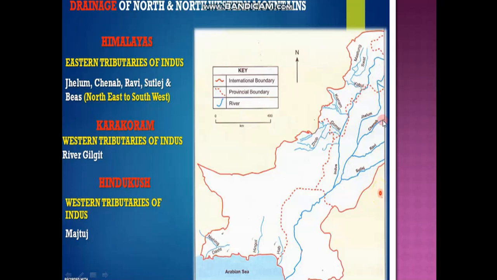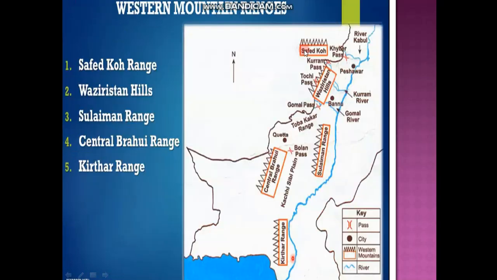So these are the drainage sources of the northwestern mountains. If we talk about the western mountain ranges, we have 5 ranges: Koh Safed, Waziristan Hills, Suleiman Range, Central Brohi Range in Balochistan, and Kirthar Range. All these ranges are basically located in Khyber Pakhtunkhwa and Balochistan.